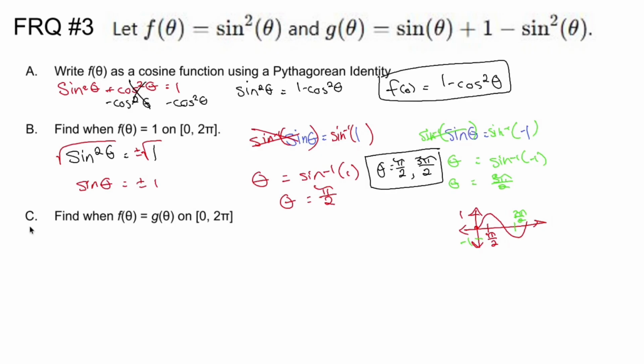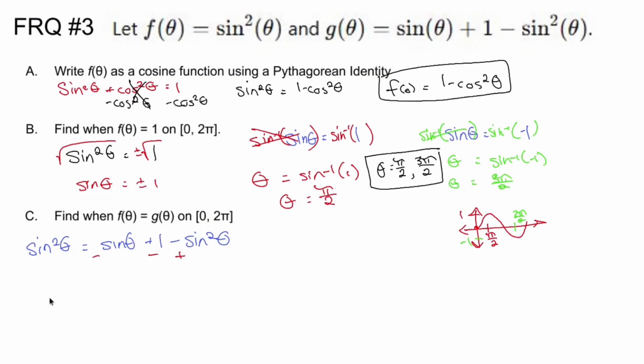So that's part B. Now to do part C, it's asking us to find f of theta equals g of theta on the same interval. That means setting these two guys equal to each other. So I have sine squared theta is going to equal sine theta plus 1 minus sine squared theta. So what I want to do is move everything to one side, and let's move everything to the left by subtracting and adding. Okay, I'm going to be lazy so I can save a little bit of space. I have a feeling I'm going to need it for this one right here.